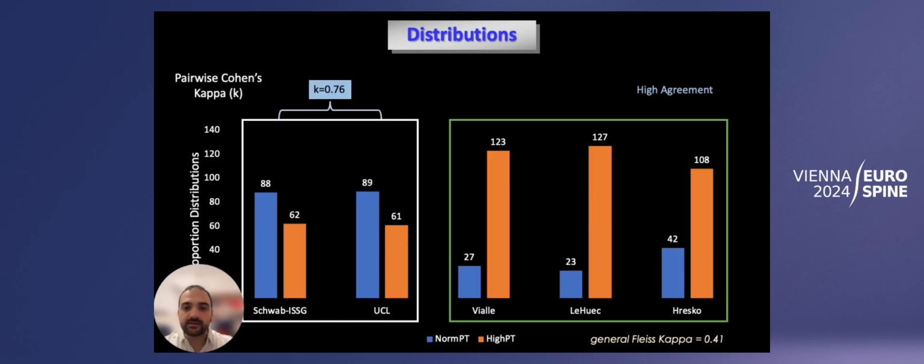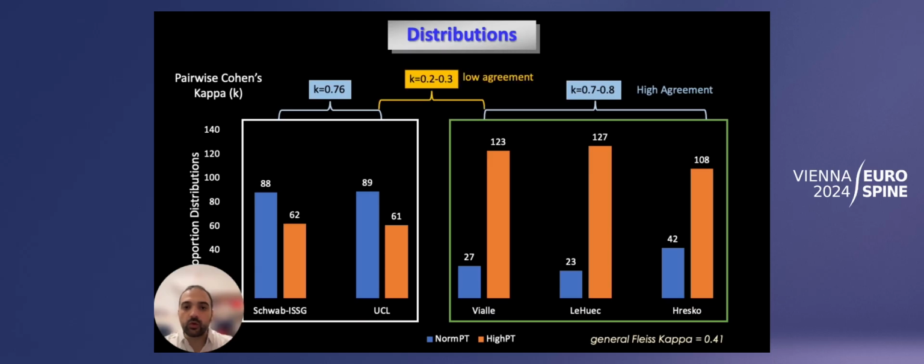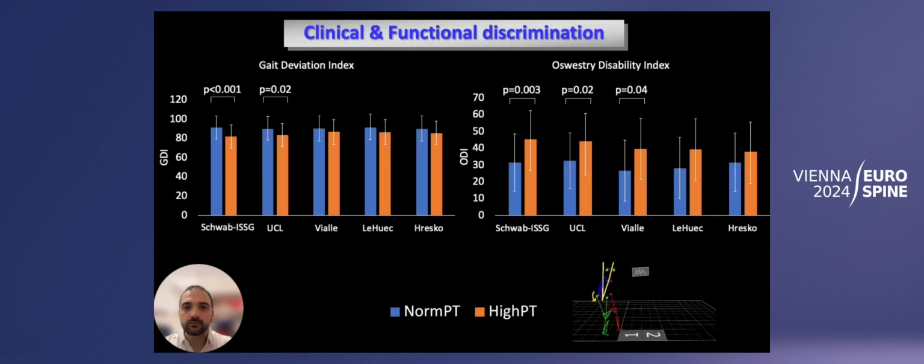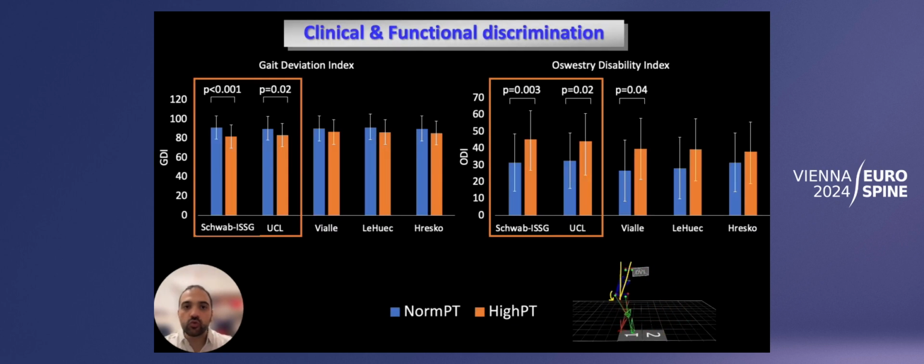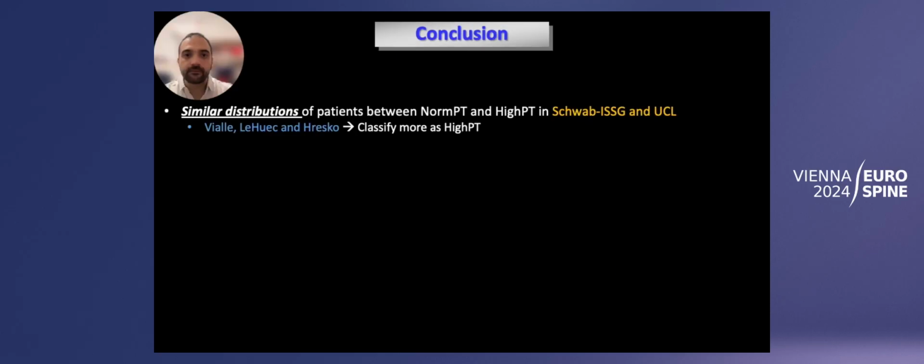The pairwise analysis showed high agreement between the Schwab ISSG and UCL methods on the one hand, and the Vial, Loeck, and Resco methods on the other. However, the agreement between the two larger groups was quite low. Furthermore, comparisons showed that only the Schwab ISSG and UCL methods showed significant differences between the norm PT and high PT groups in terms of gait deviation index and Oswestry Disability Index.